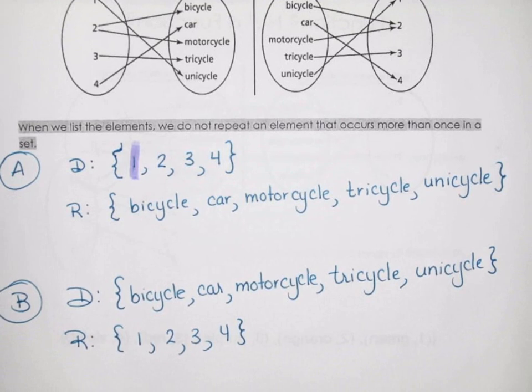How many wheels does a bicycle have? 2. And how many wheels does a motorcycle have? Also 2. So 2 is used twice, but we don't have to write it down multiple times.